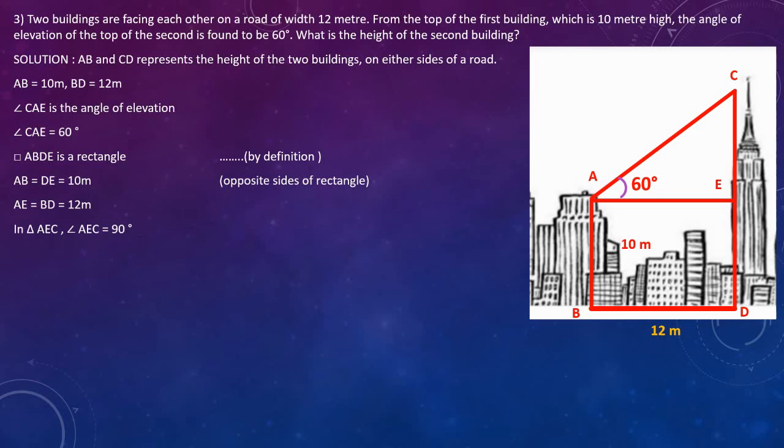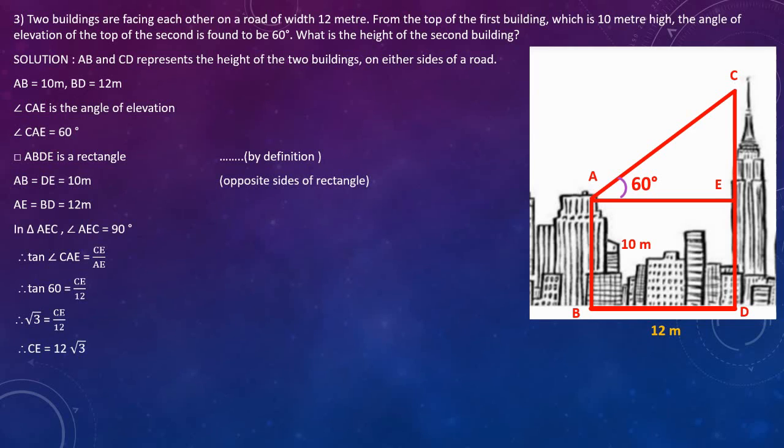Now let us consider the triangle. So in triangle AEC, angle AEC is 90 degrees. So therefore, tan of angle CAE is equal to CE upon AE. Therefore, tan of 60 degrees is equal to CE upon 12. Tan of 60 degrees is nothing but root 3, which is equal to CE upon 12. So therefore, CE is equal to 12 root 3. So we get the value of CE.